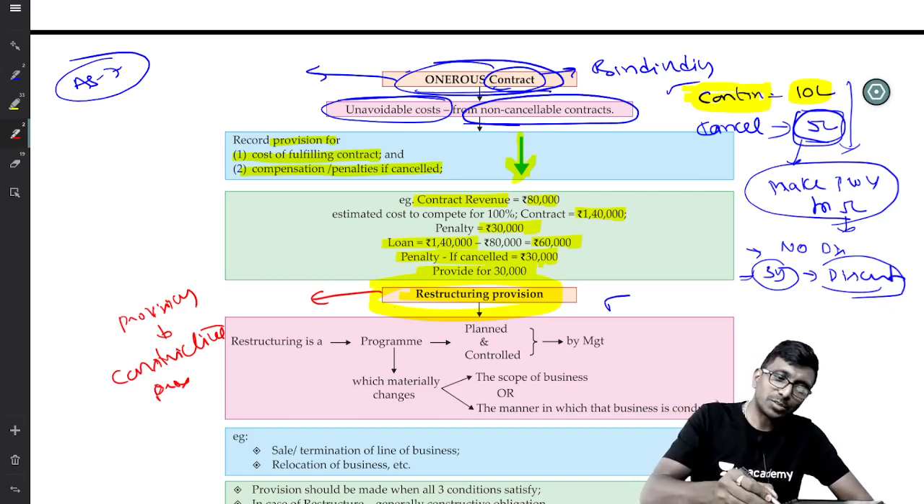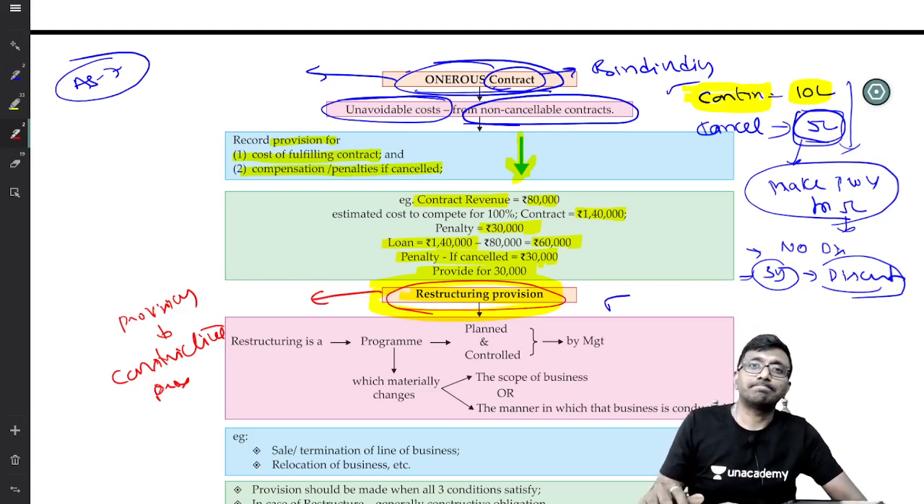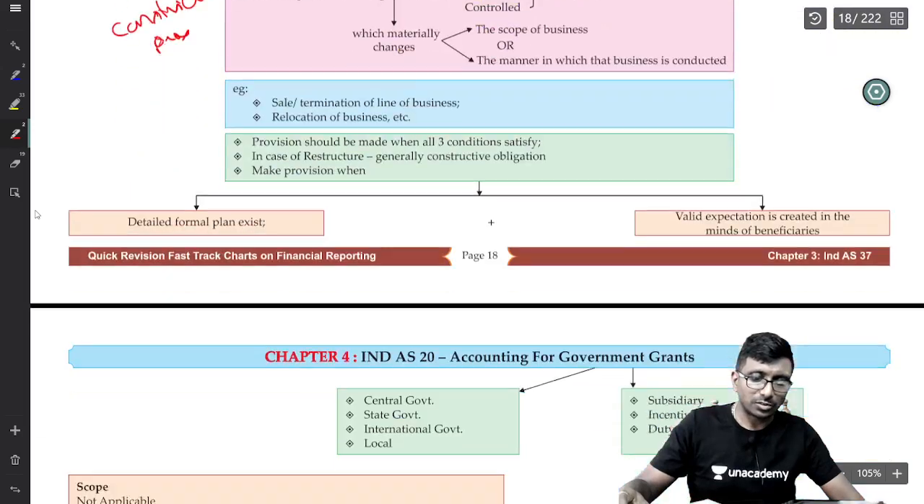Again, for restructuring provision, separate conditions are not there, my dear friend. It is all the same conditions. Hope you understood. That's it, I am through with Ind AS 37. A quick revision. This was for 1 hour.